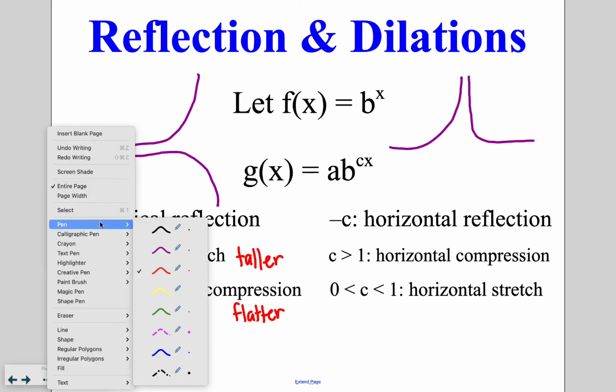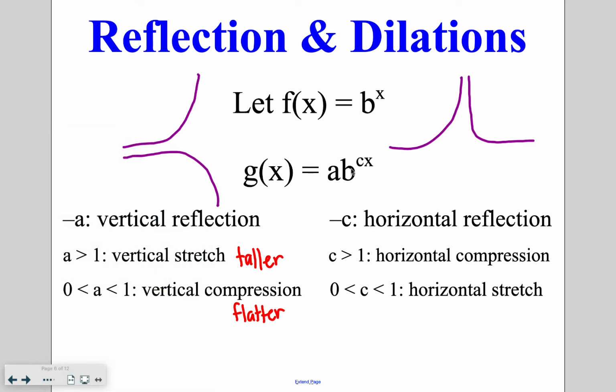On the flip side of that, if your multiplication occurs in the exponent, then it's a horizontal transformation. So if it is greater than 1 in the exponent, your graph is going to be getting narrower. So it is going to be compressing horizontally. And if it's that decimal, smaller than 1, up in the exponent, then that means it is going to be getting wider. So it is going to be spread out horizontally.